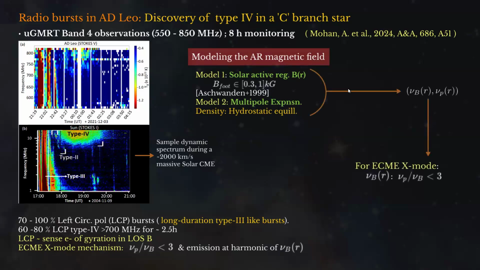Okay, and we also had, from previous X-ray observations, the coronal density in the pre-flare phase. So you can also use that density to get a plasma frequency profile of your corona, right? So now combining them, we can have nu B of R and nu P of R, and then ask which of these 2 magnetic field models can create a condition in the corona where the nu P to nu B ratio is less than 3.